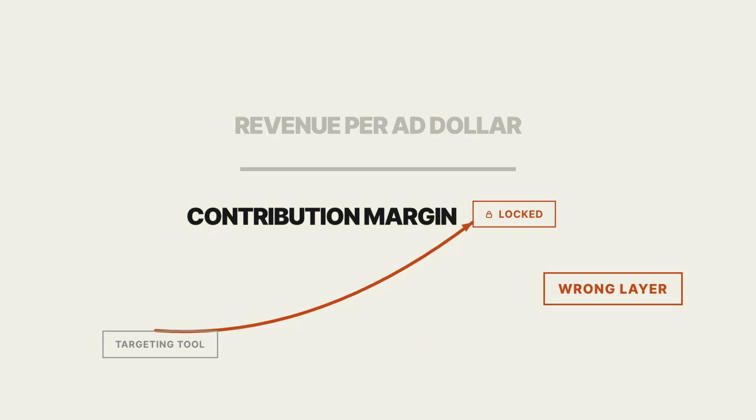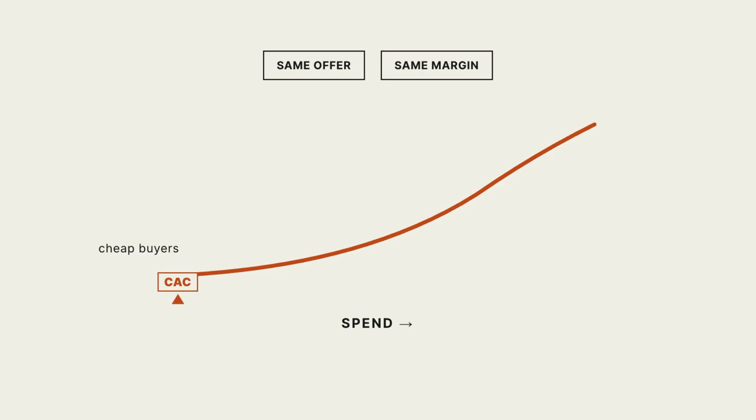There is a second force working against you too. As you spend more, you move past your best, cheapest buyers into colder, pricier ones. So the natural direction of CAC, as budget grows, is up. More budget on the same offer with the same margin usually makes the number worse, not better.